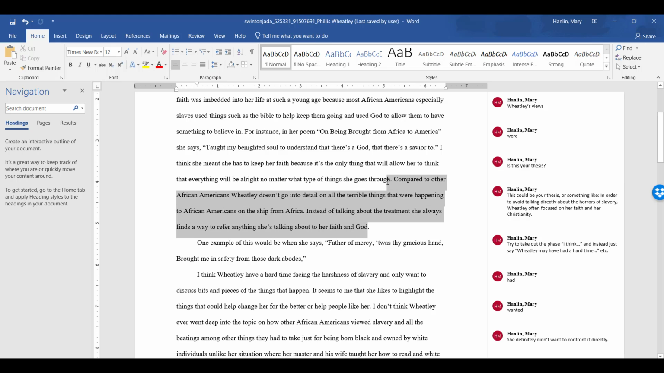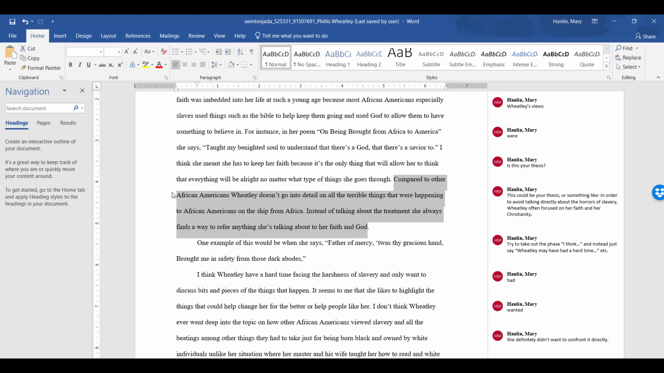So you've got this thesis maybe. "Compared to other African Americans, Wheatley doesn't go into detail on the terrible things that are happening to African Americans on the ship from Africa. Instead, she was talking about treatment. She always finds a way to refer anything she's talking about to her face." So just reading that out loud was a little bit of a challenge. I think you have a few typos, and you want to read everything that you write out loud just to see how smooth it flows. This is an okay thesis.